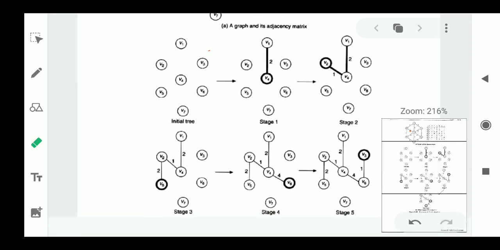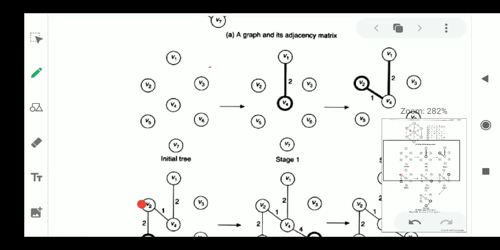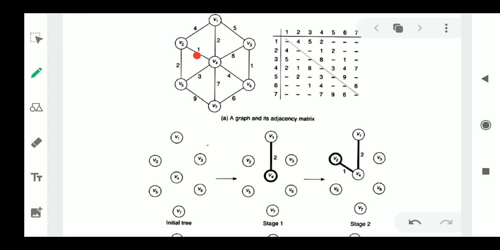And see here, now we will come to the fourth step. After that we came to the vertex V2. From V2 we will verify the adjacent nodes. Which one is having the least cost? We will see here. At V2, the adjacent nodes are these things. And among them, which one is having the lowest weight? V4 is having the lowest weight.